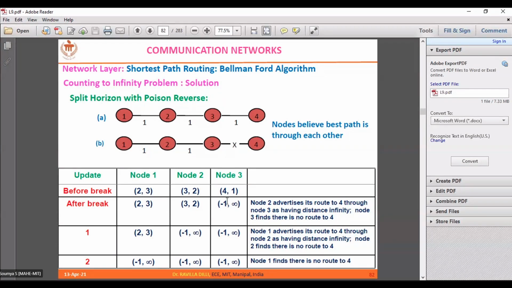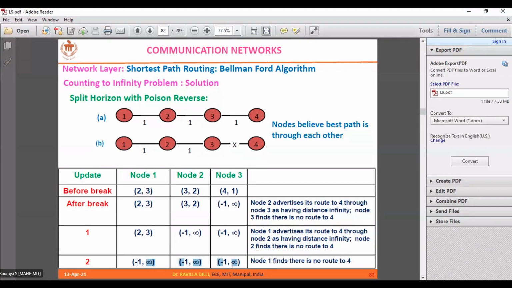But what happens here? Node 3 is giving it as infinity. Node 3 says the distance is infinity. So that means node 3 sees that there is no route to node 4 at all. Now, as soon as this happens, which is the previous node, or which is a neighbor to 3? It is node 2. Node 2 also updates its route to node 4 as -1, infinity. And after this is seen by node 1, node 1 is also going to update as -1, infinity.